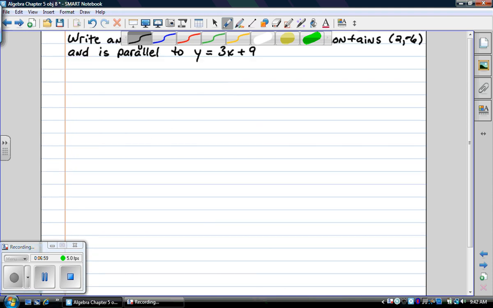All right, let's move on. We want to write an equation for a line that contains (2, -6) and is parallel to y is equal to 3x plus 9. Now, a lot of the work has already been done for you because the equation is in slope-intercept form, and I see that my slope is going to be positive 3. So we just need the y-intercept for the new line that's going to be parallel to this line.